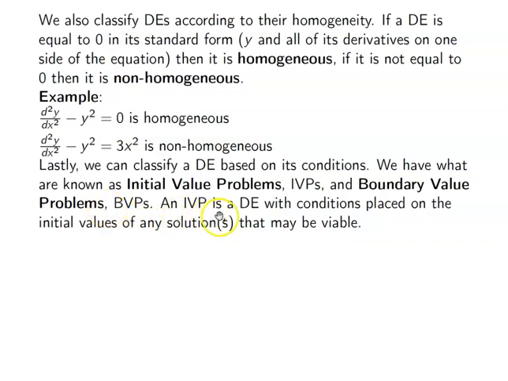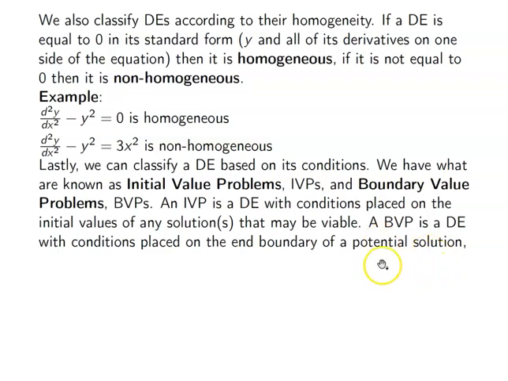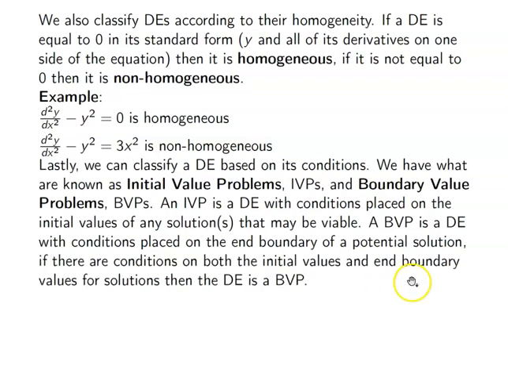So that would be an example of a boundary value problem because I have conditions on both ends, right? An IVP, initial value problem, is a differential equation that has conditions placed on the initial value of any of the solutions that I have that might work for my differential equation. A boundary value problem is a differential equation that has conditions placed on the end boundary of a potential solution, right? If I have conditions on both the beginning and the end, then it is a boundary value problem. So the boundary value problem supersedes an initial value problem.